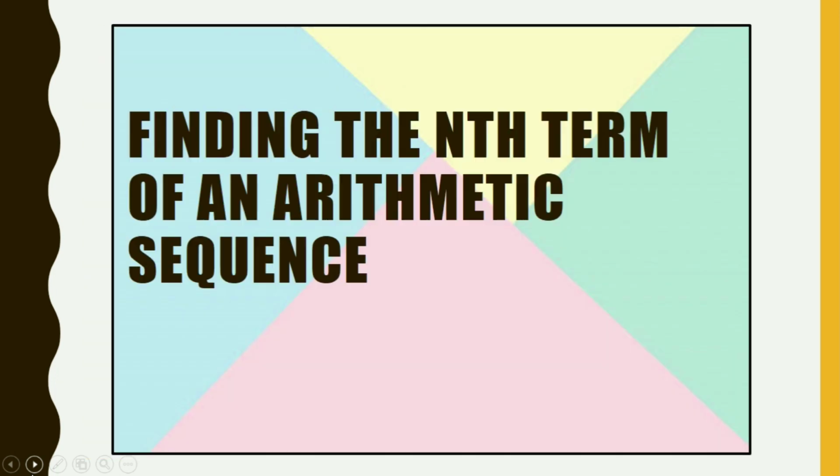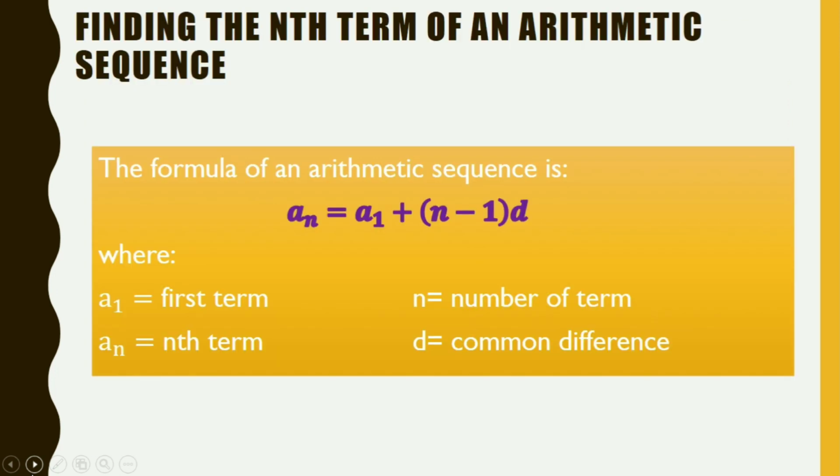Next, finding the nth term of an arithmetic sequence. In finding the nth term of an arithmetic sequence, we have to use the given formula a sub n is equal to a sub 1 plus quantity n minus 1 times d, where a sub 1 is the first term, a sub n is the nth term, n is the number of terms, and d is our common difference.